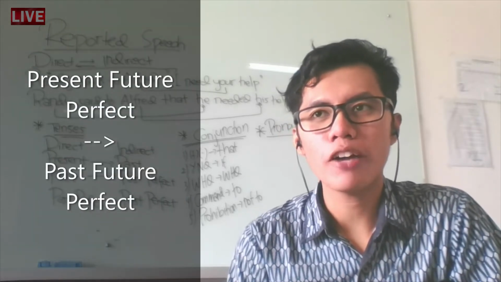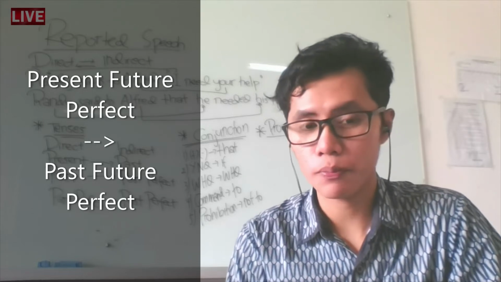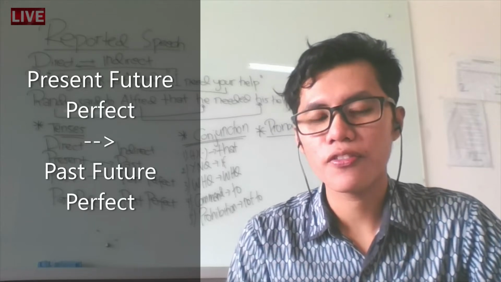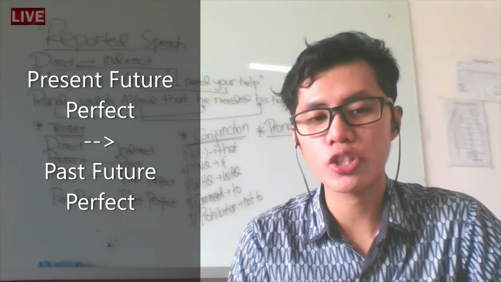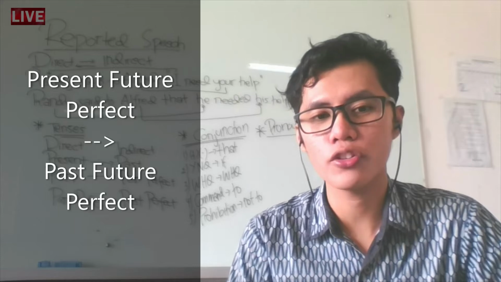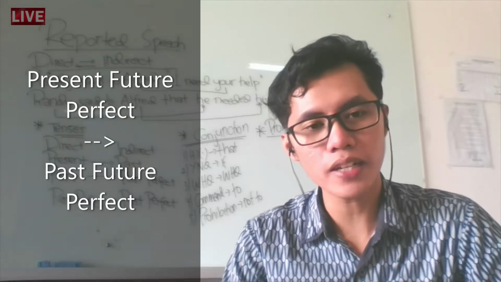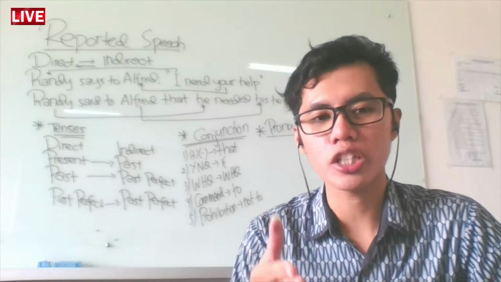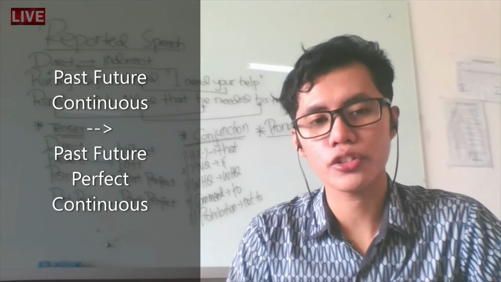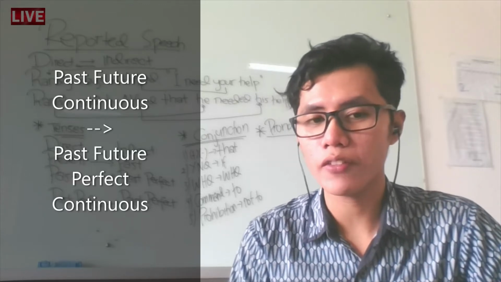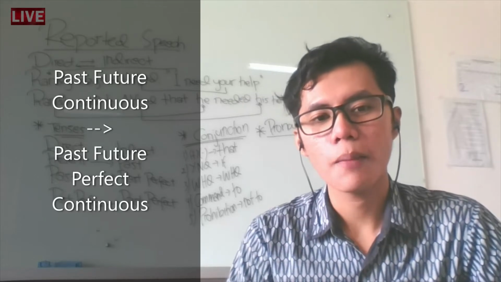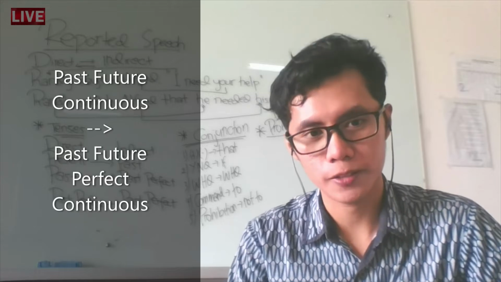For example, we have present future perfect. We have present there, right? So if we want to change that into the indirect form, we have to change present future perfect into past future perfect, because there is present here, and we need to change present into past. How about past future continuous? There is past there, right? So because there is past there, we need to change that into past future perfect continuous.